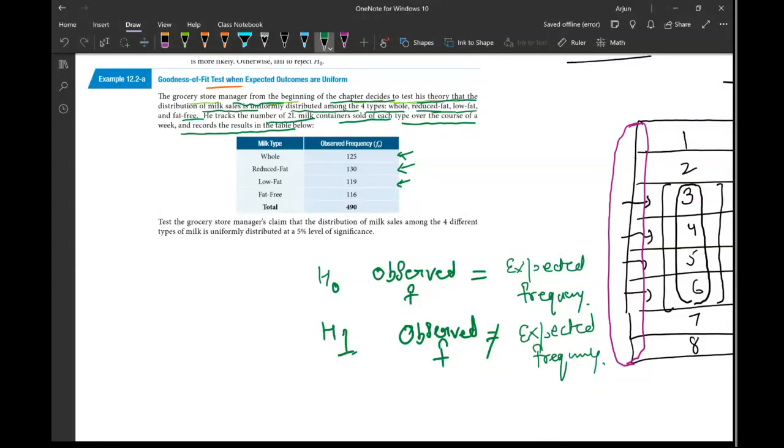All right. Now, if I were to ask you what will be the expected frequency for these four milk types, you will say the total number of bottles sold is 490, so 1/4. So 25% for this one, 25% for this one, 25%, because there are four categories. Each and every one has equal opportunity. So for that, if there are a total of 490 bottles sold, it is 0.25 multiplied by 490.